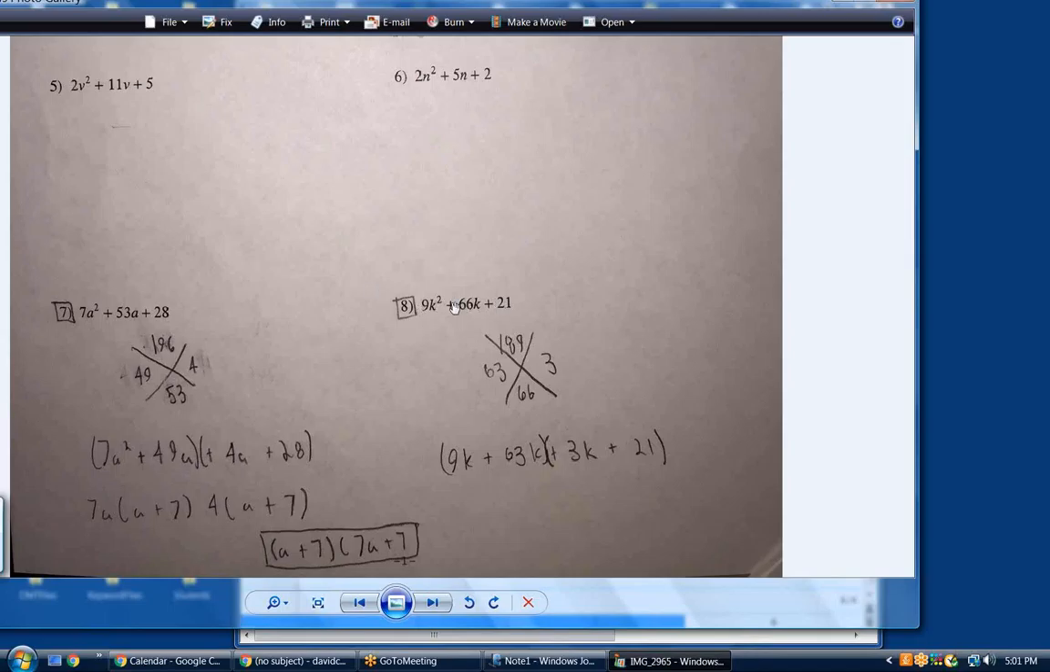This next one looks a little hard because I could do 9 and 1 or I could do 3 and 3. But this number is either 7 and 3 or 21 and 1. But notice the way you did it: 9 times 3 is 27. So you didn't get the first term right. Always try to get that first term right.